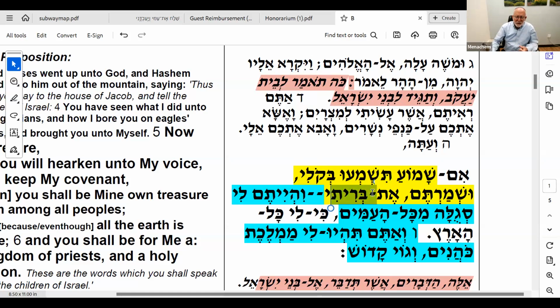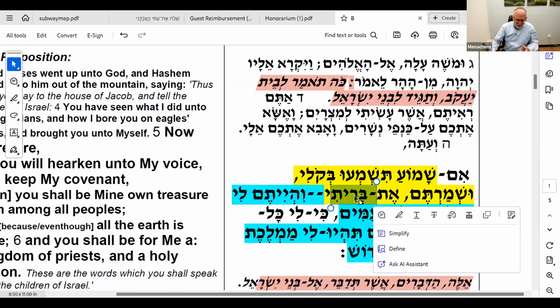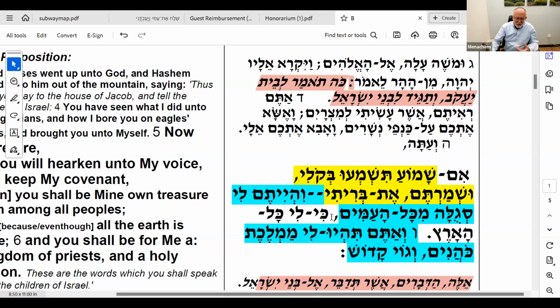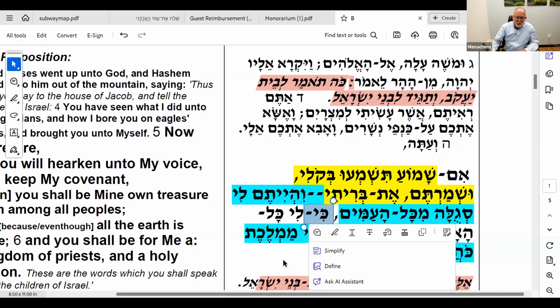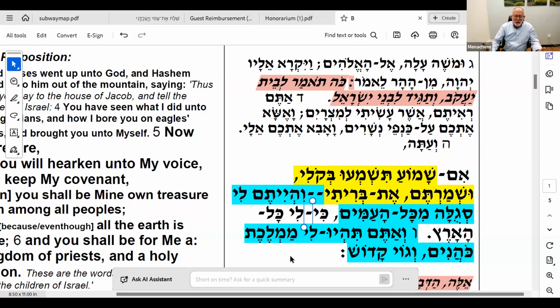We'll talk about this covenant in a minute. If you keep this covenant, then you'll be my treasured nation. Even though I'm the God of all the land, I'll make a special relationship with you. And that will make you a Mamlechet Kohanim V'Goy Kadosh, which we'll discuss in a minute.